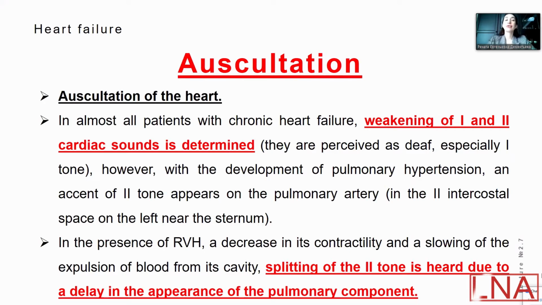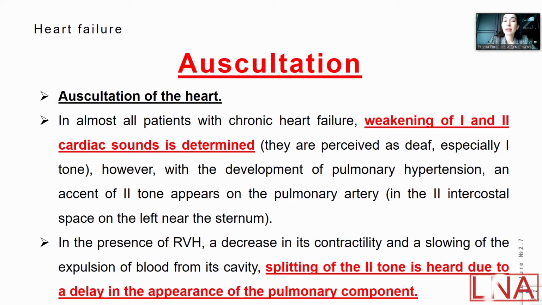During auscultation of the heart, in almost all patients with chronic heart failure, you will determine some attenuation or weakening of the first and second cardiac tones, because of decreased valve components and decreased muscular components due to decreased contraction, especially of the first tone. However, with the development of pulmonary hypertension, we can determine an accent of the second tone above the pulmonary artery, in the second intercostal space to the left of the sternum.